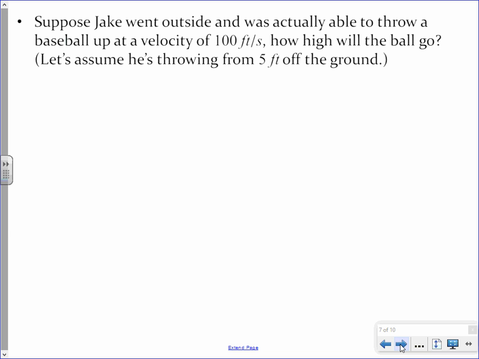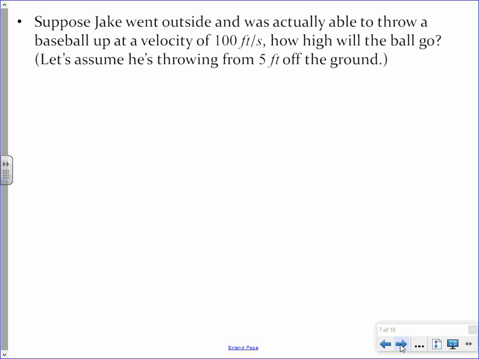This isn't you specifically, Jake. Suppose Jake went outside and was actually able to throw a baseball up at a velocity of 100 feet per second. Michael, a 100 feet per second throwing a baseball. Is that pretty fast? Yeah, we should change it to Michael. Sort of. For Jake Carlson, that's pretty fast.